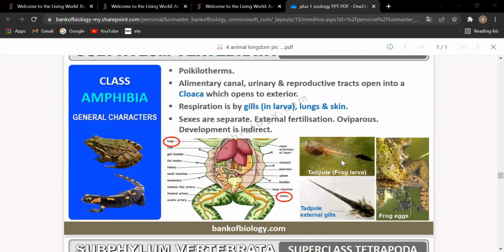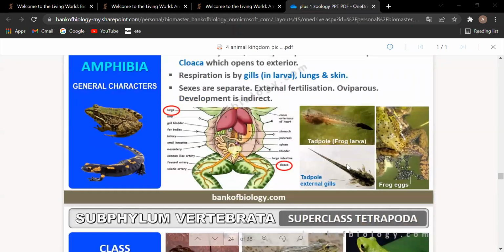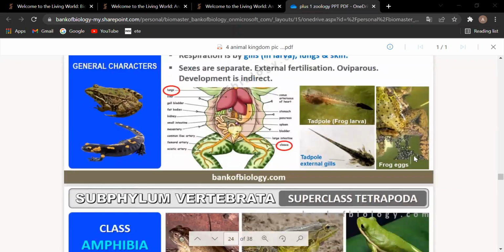Development is indirect. ये तो amphibians है. Frog, best example is frog, है ना? ये देखो, tadpole, external gills दिखाई दे रहे हैं. ये frog के eggs है. Examples: Bufo, that is toad. Rana, frog. Hyla, frog. Salamander, salamander कहते हैं उसको.